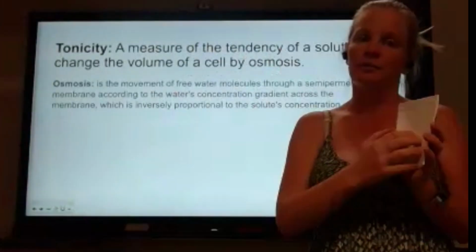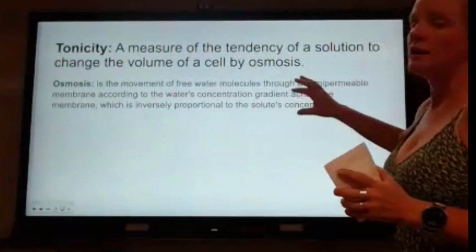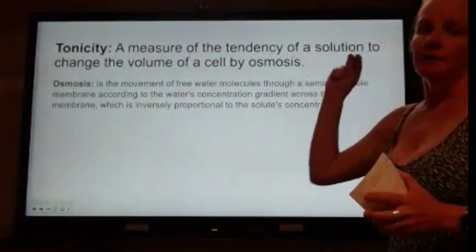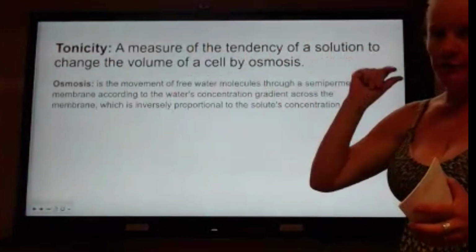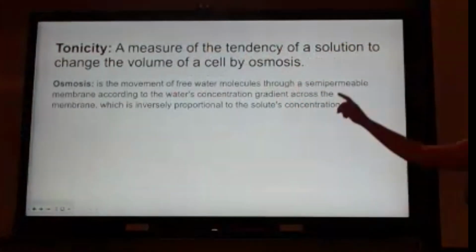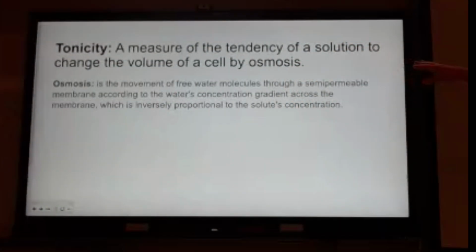And so sometimes drawing a quick little picture can help you logic out the answer, even if it's not right there on the top of your brain. You can get yourself there. Okay, so let's just remember that tonicity is the measure of the solution outside of a cell to change the volume of a cell because of this thing called osmosis.